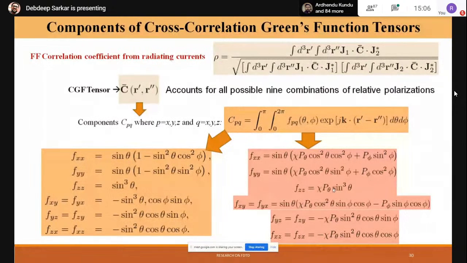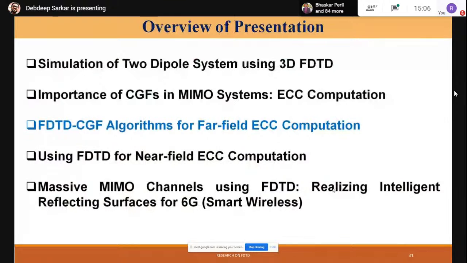So anyway, my objective was not to go into that design side of things, because that was already taken up by Said and some of the other groups like Crozier and some of the other researchers that worked on the same topic. So during my PhD, I worked on a way to integrate this cross-correlation Green's function with FDTD. I called it the FDTD CGF algorithm. And the idea was we wanted to find out the wideband envelope correlation coefficient in a single go, which was at that time not readily available in HFSS or CST.